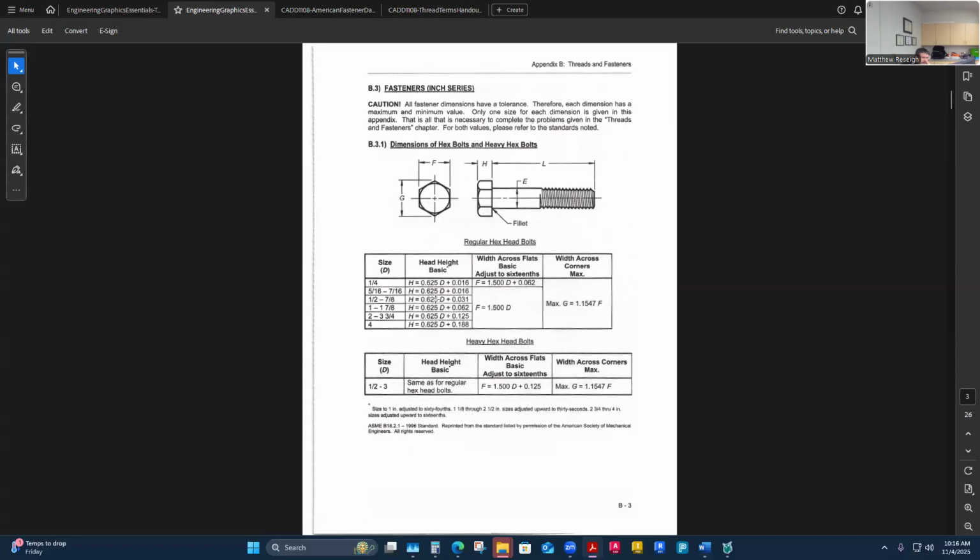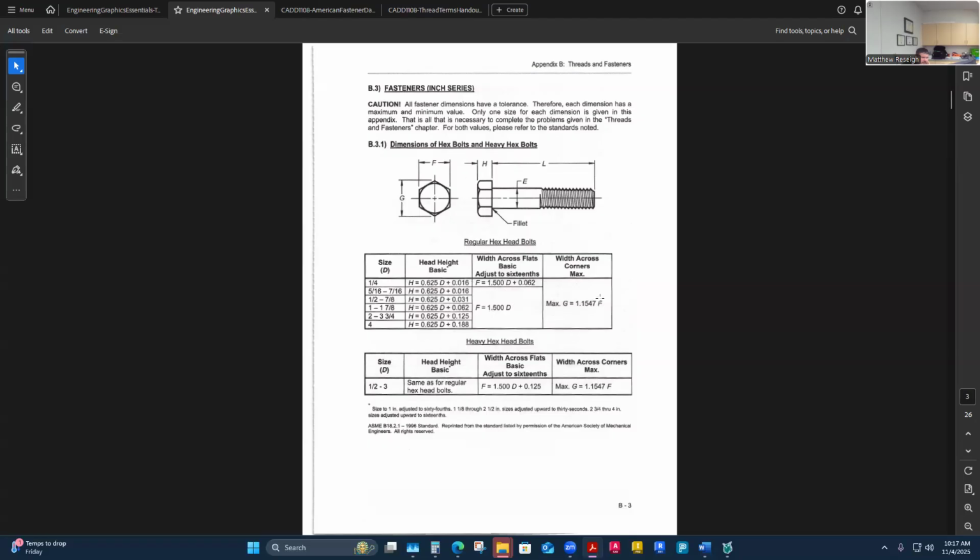When you're above quarter inch, you don't have to add that little extra bit. It's only if it's a quarter inch size that we have to do a little correction on our formula, is how I read this. The 1.5 times D is pretty general for what it will be across the flats, unless it's a quarter inch bolt. That's going to be a little bit small.